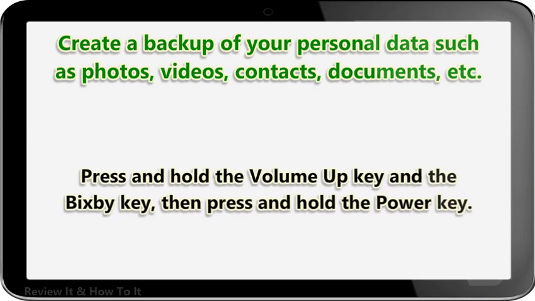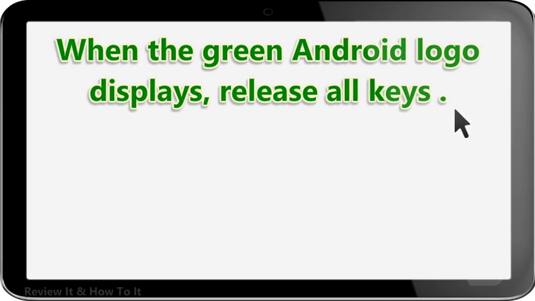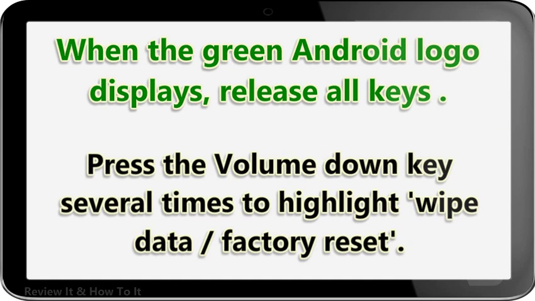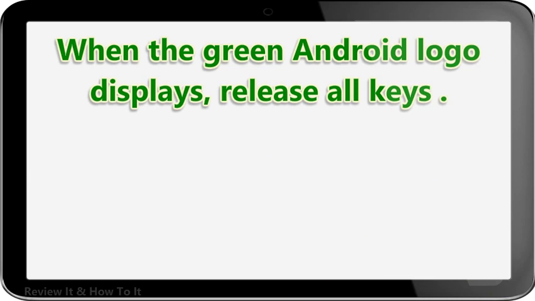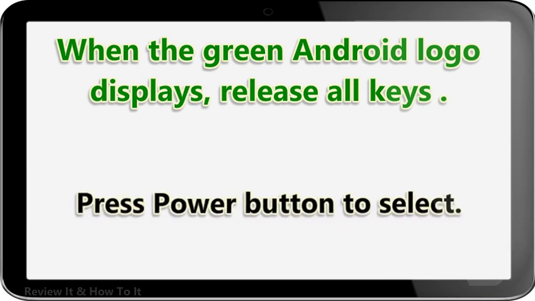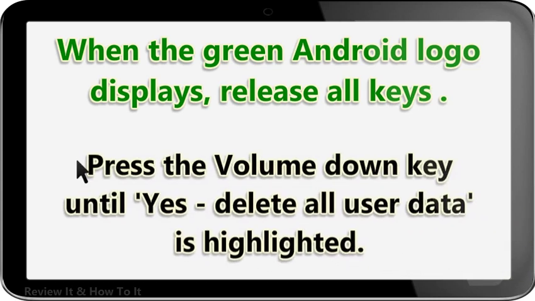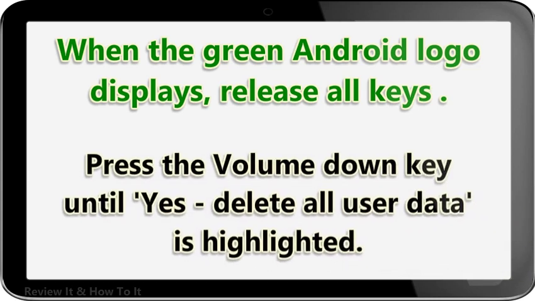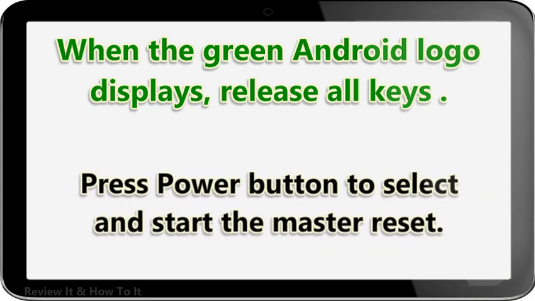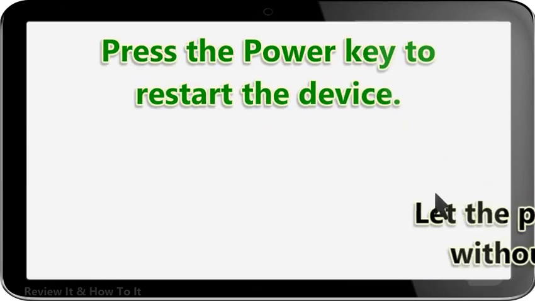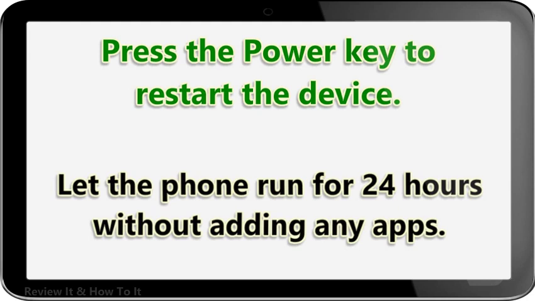Press and hold the volume up key and the Bixby key, then press and hold the power key. When the green Android logo displays, release all keys. Press the volume down key several times to highlight Wipe Data, Factory Reset. Press power button to select. Press the volume down key until Yes, delete all user data is highlighted. Press power button to select and start the master reset. Press the power key to restart the device. Let the phone run for 24 hours without adding any apps.